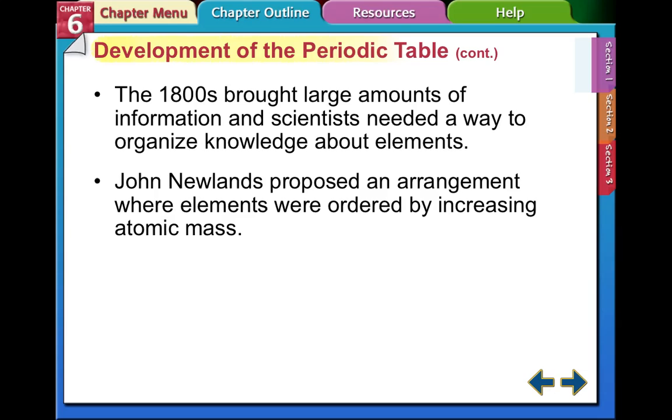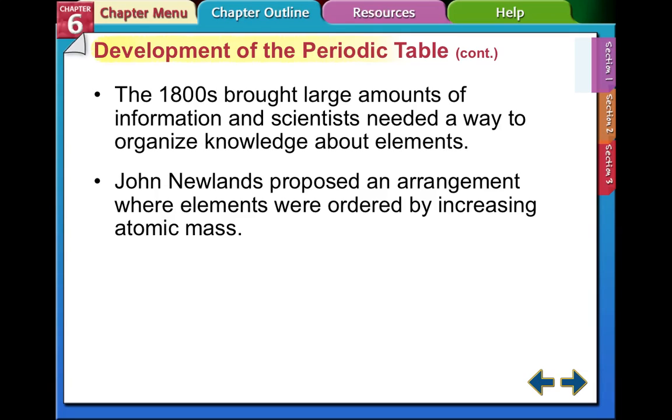In the 1860s, scientists agreed to organize the elements by their atomic mass. Okay, remember, atomic mass is going to be the number of protons plus the number of neutrons. So they were trying to search for a relationship between that atomic mass and all the properties that came along with those elements. So John Newlands proposed an arrangement where we put them in order by increasing atomic mass.